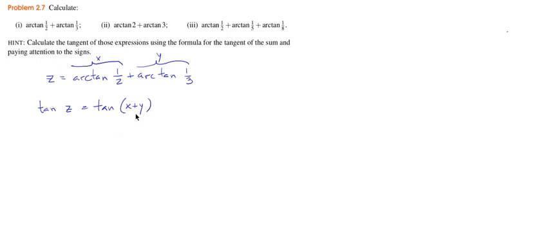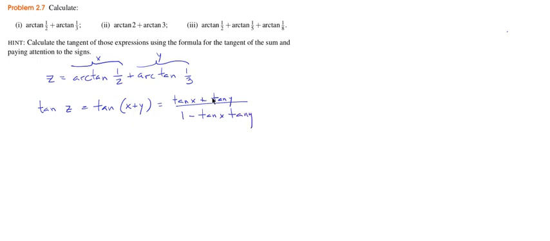And we know how to write this expression in terms of the tangent of x and the tangent of y, because this is the expression that we know. This is the expression: tangent of x plus tangent of y, over 1 minus tangent of x times tangent of y.